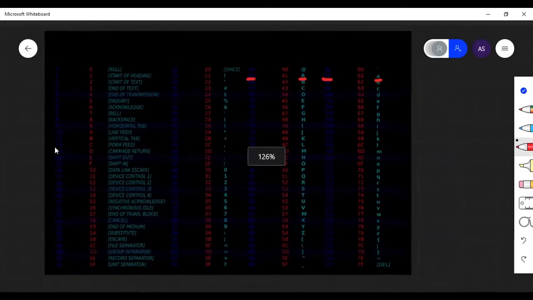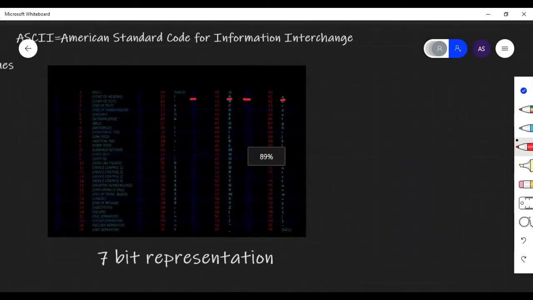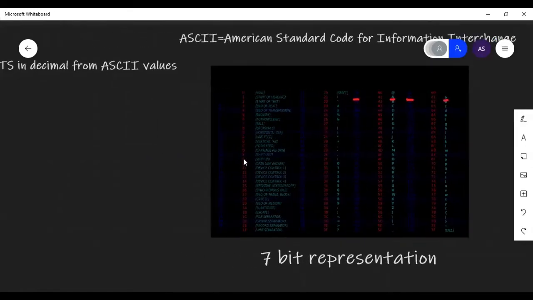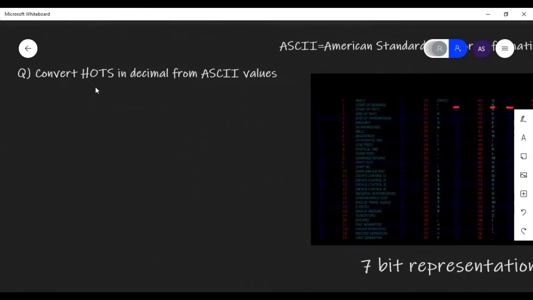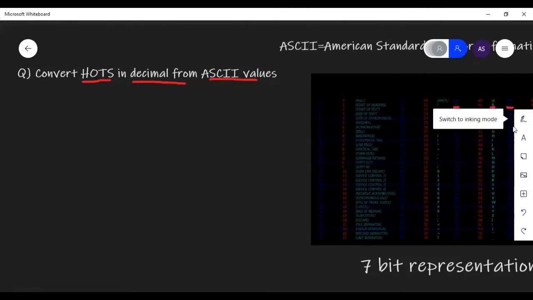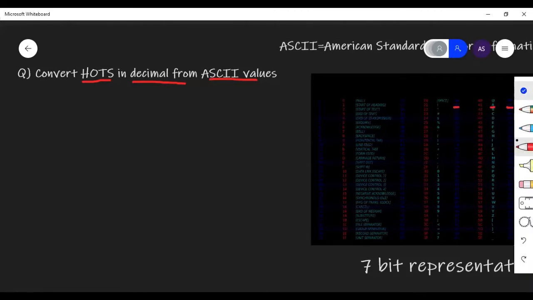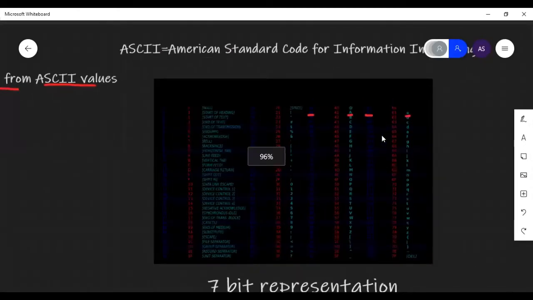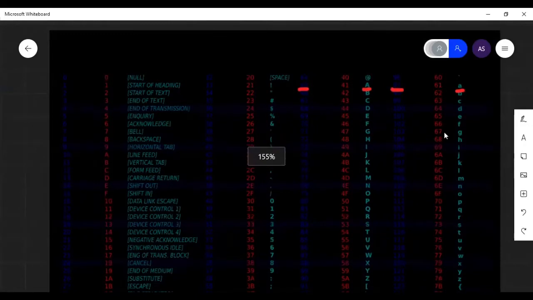Like we talked about, it has a 7-bit representation. So let me give you an example of how you're supposed to read this table. If I have this question to convert the word HOTS, in capitals, into decimal form in ASCII value, what will you do? You will first find each and every letter and write them together. It's very easy in that sense. So what would capital H be? Let's look at the table and find out. Capital H is 72.